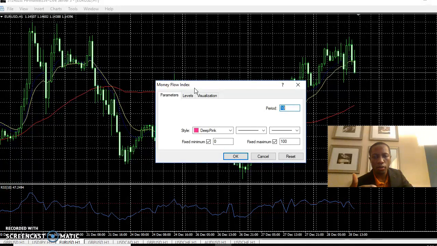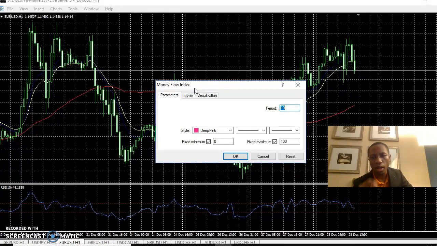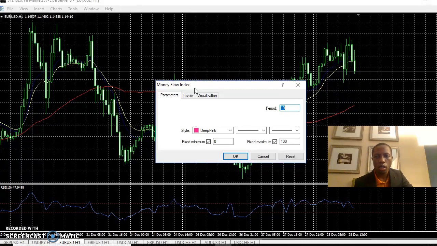Okay, I'm going to explain that going forward. Just take note of this. The money flow index works directly with the relative strength index. The money flow index represents the volume of the currency in the market. The relative strength index represents the strength of the currency in the market. Take this very seriously. Let's proceed.